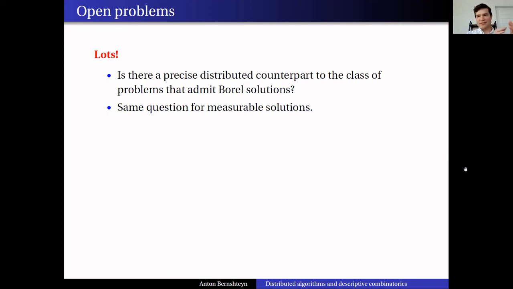So we already know that there's one direction you can go from distributed algorithms to descriptive results. We know this connection with continuous combinatorics is essentially equivalent to deterministic distributed algorithms running in little o of log n rounds. But what about Borel combinatorics? This is one of the primary questions from the descriptive complexity side. Is there a precise distributed algorithmic counterpart to the class of problems that admit Borel solutions? We don't know what this counterpart would be. And the same for measurable solutions, which also is important.